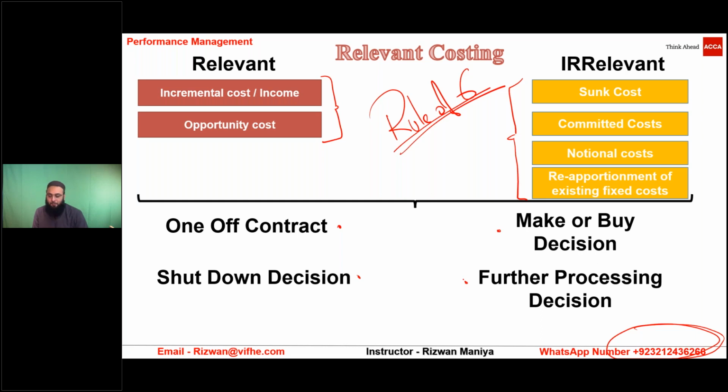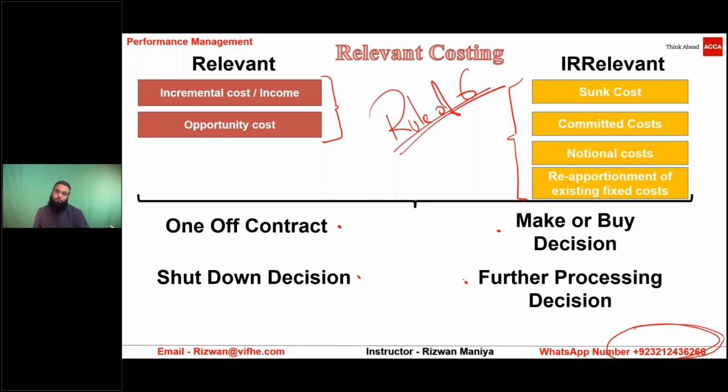Now, my point here is you all should have a really good grip over this rule of 6, and this will make your life really easy. The first is incremental cost to revenue. If one particular cost will arise because of your decision, so that's incremental, that's additional, and that's relevant cost, and it could be the revenue as well. I'll give you examples when I move towards the questions further, okay?